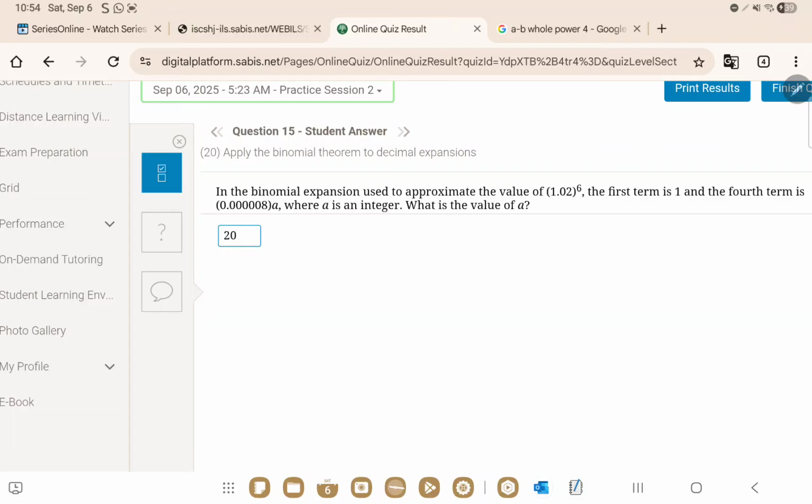Okay, so in this question, it's really easy. Moving on, this one is required. So how do you approximate the value of this, where the first term is 1 and the fourth term is 0.00008? Now, how do we do this? We need to separate this into a binomial, like two different values. So how do you do that? It's 1 plus 0.02, all to the power 6.